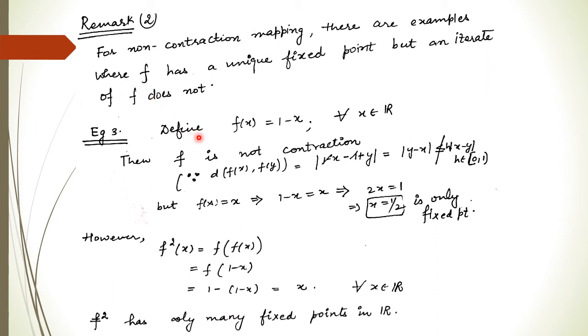So for this we consider f of x as 1 minus x. Here x are real numbers. Clearly it is a non-contraction. Now, what will be the value of d of f of x and f of y? It will be 1 minus x minus 1 plus y. So this is the modulus of x minus y.